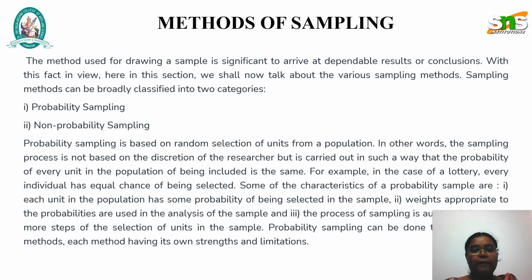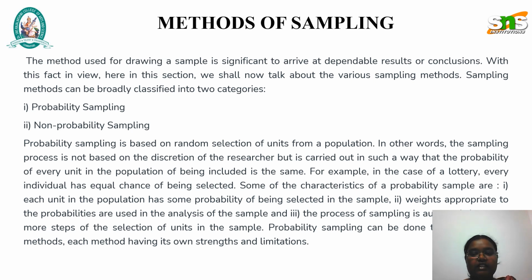Sampling methods can be broadly classified into two categories: one is probability sampling, another is non-probability sampling. The probability sampling method is random selection of units from a population. In other words, the sampling process is not based on the discretion of the researcher but is carried out in such a way that the probability of every unit in the population of being included is the same. For example, in case of a lottery, every individual has an equal chance of being selected.